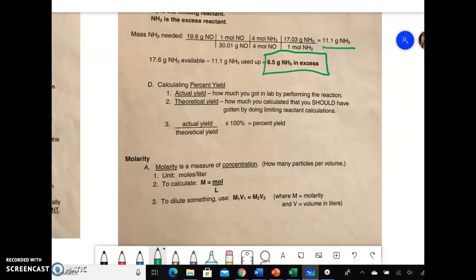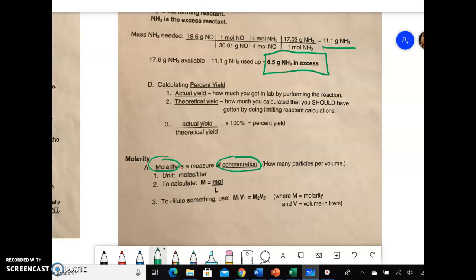So the first thing is to understand your vocab. Molarity is the unit, concentration is the thing. So they might say one or the other. They won't say both. They might say what is the concentration of something, or they might say what is the molarity of something. So you have to know that those are interchangeable. One is the unit and one is the thing.